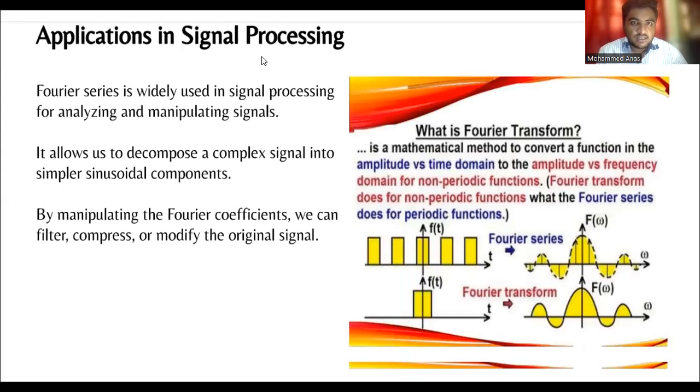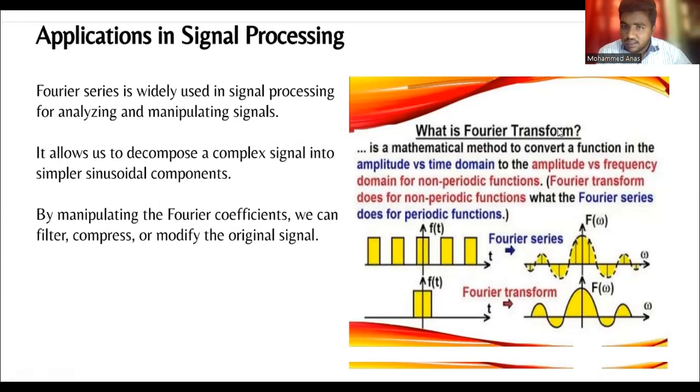Applications in signal processing. Fourier series is widely used in signal processing for analyzing and manipulating signals. It allows us to decompose a complex signal into simple sinusoidal components. By manipulating the Fourier coefficients, we can filter, compress, or modify the original signal.